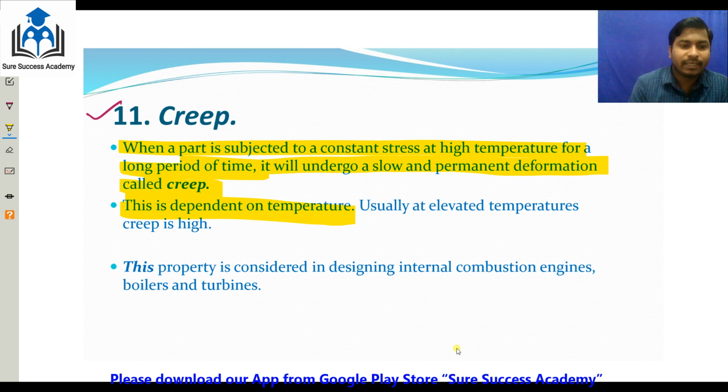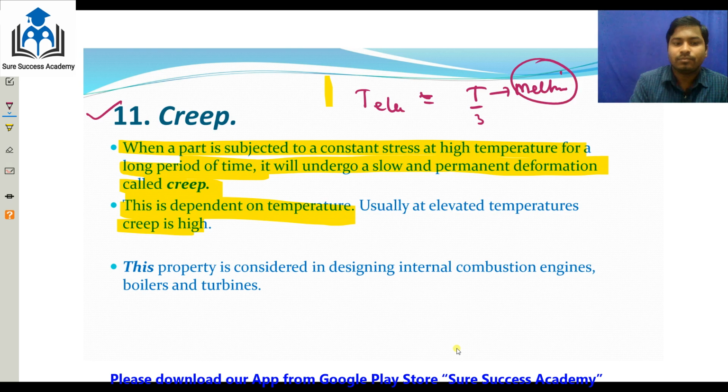Usually elevated temperature means a temperature greater than T by 3, where T is the melting point temperature. If the temperature is greater than that, then it is called elevated temperature. So elevated temperature is equal to T by 3, where T is the melting point temperature. The melting point temperature divided by 3 is called elevated temperature.